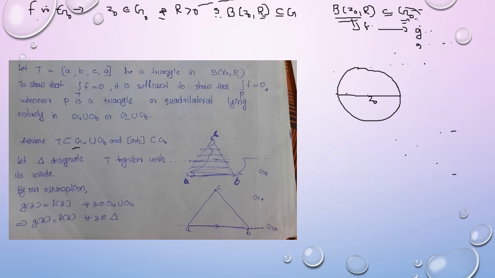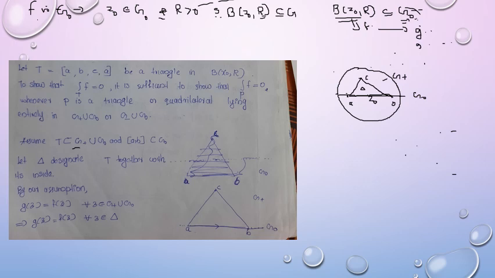Now assume T subset of G plus union G0 and AB contained in G0. This is our G0. ഇതാണ് നമ്മുടെ G0 എന്ന് പറയുന്നത്. So we are taking A here, B here. So AB is contained in G0. പിന്നെ എന്താ വേണ്ടത് നമുക്ക് G plus. So C can be considered here. Now this triangular path is fully contained in G0 union G plus. Okay, and let delta designate T together with inside. ഇതിന്റെ ഉള്ളിൽ ഉള്ള ഒരു ട്രയാങ്കിൾ ഡെൽറ്റ ഷേപ്പ് നമ്മൾ അതിന്റെ ഉള്ളിൽ കൺസിഡർ ചെയ്യുന്നേ ഉള്ളൂ.